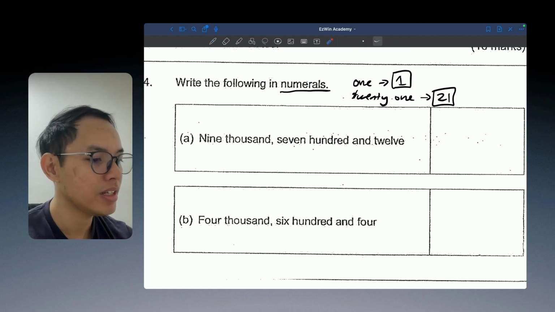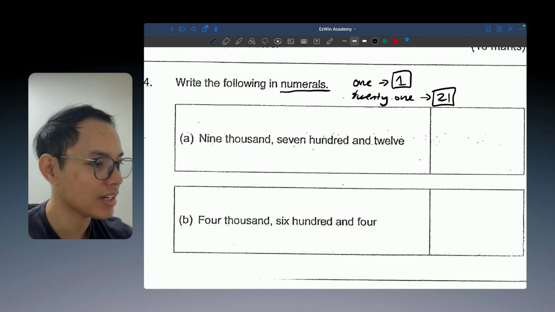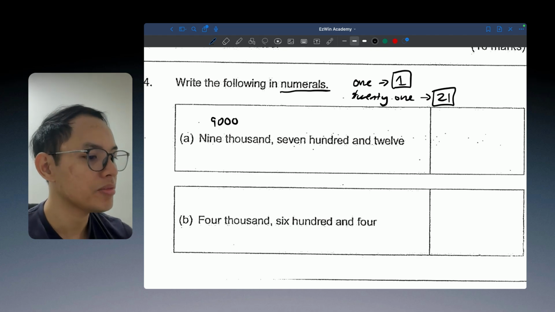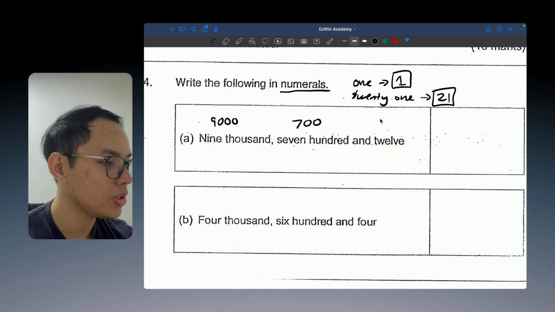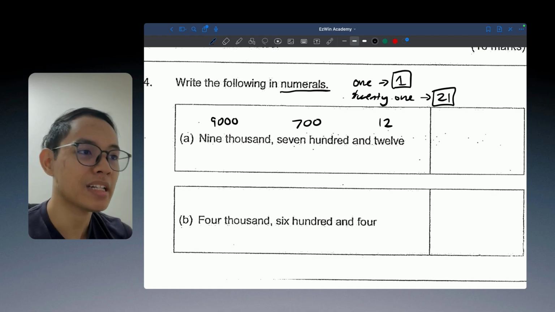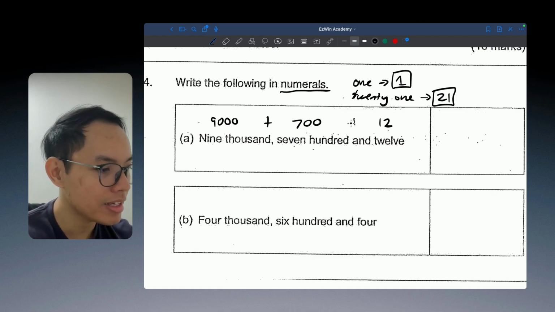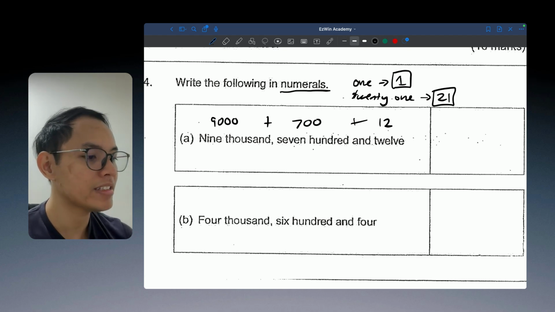Now let's go through the first one. It says here 9000. What you can do is literally just write down 9000. Then the next one is 700, so we put 700 as well. And then lastly, we can put here 12. If you were to think of it like addition, you can add them as well.